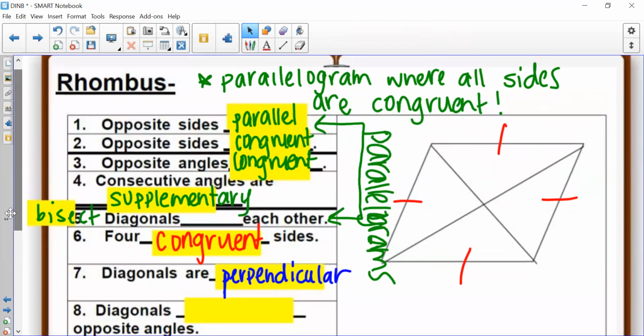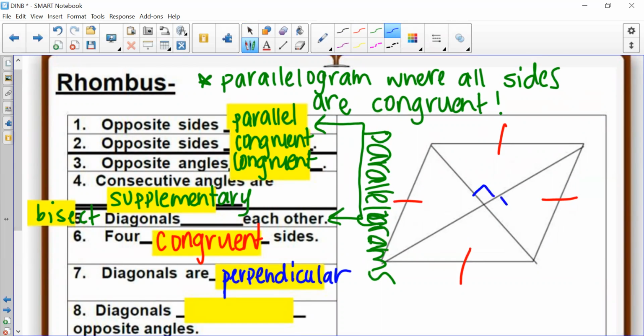Okay, the diagonals are perpendicular. Perpendicular means that they make right angles. So all of these angles here in the middle, they are 90-degree angles. Perpendicular means 90 degrees. So we know they're 90-degree angles.